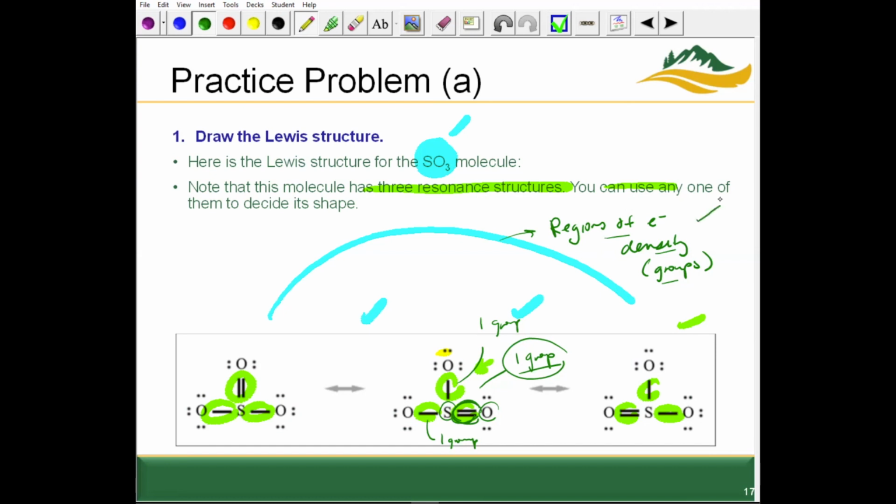We'll see this concept come back again. Just wanted to give you a preview of this. So a double bond is also just 1 group around the central atom, just like these single bonds as well. So step 1 was to draw the Lewis dot structure. Here we did. Now we can move forward with any of these 3 resonance structures.